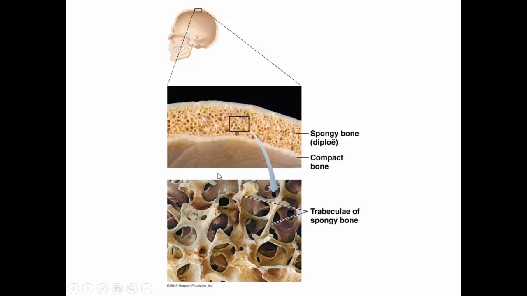Here you see spongy bone, and you can see it looks a lot like a sponge, these big holes. These are the trabeculae. And compact bone, which is much denser. This is a flat bone out of the skull, so you've got the spongy bone interior with the compact bone shell.